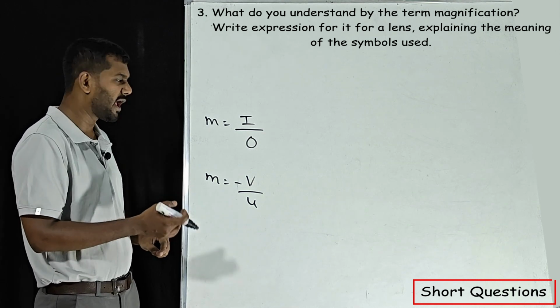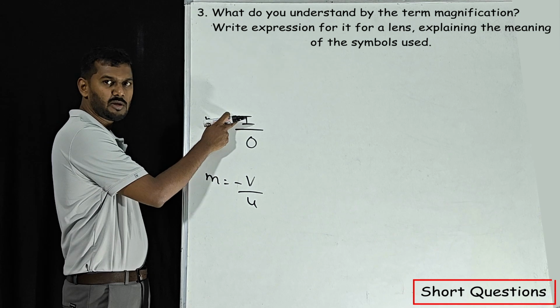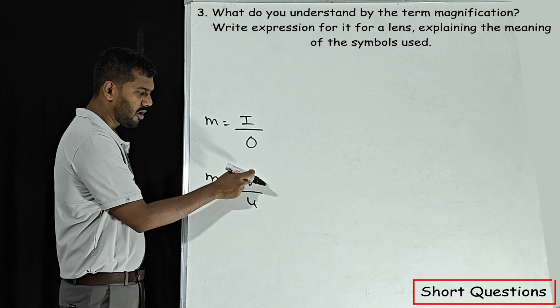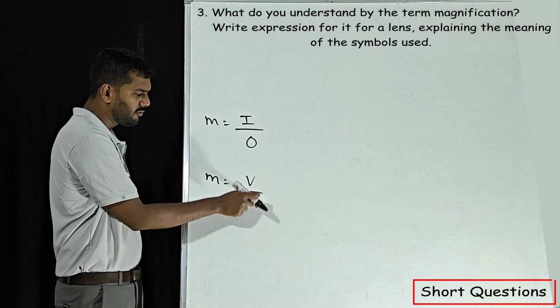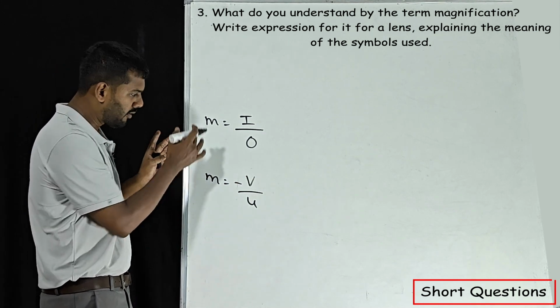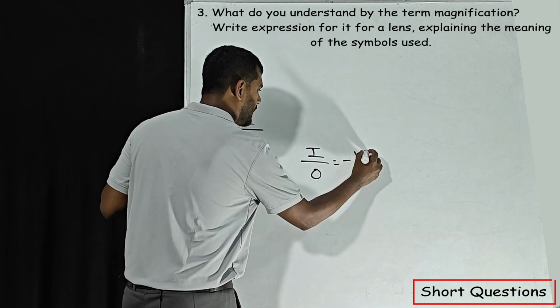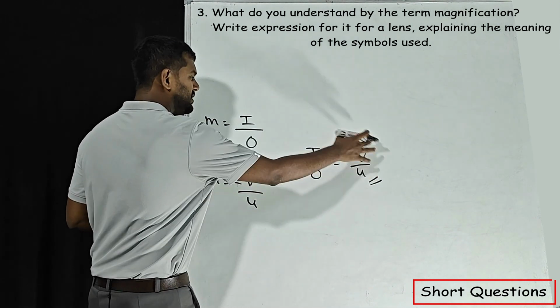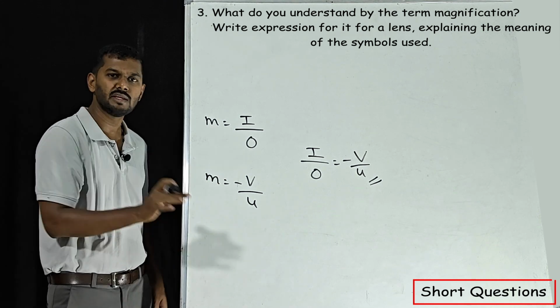In the numericals we are going to use this one or this one, sometimes both. Assume we are not talking about magnification, we are talking about size of the image, size of the object, image distance, object distance. Out of these four, if we find any one, then we can merge these formulas to create one more formula: I by O is equal to minus V by U. This is the formula we are going to use, but for this question, any one is enough.